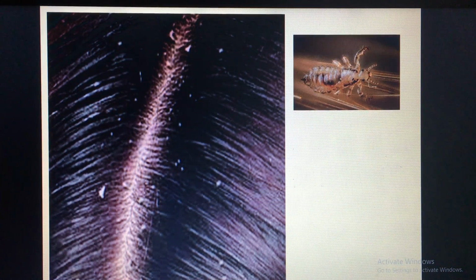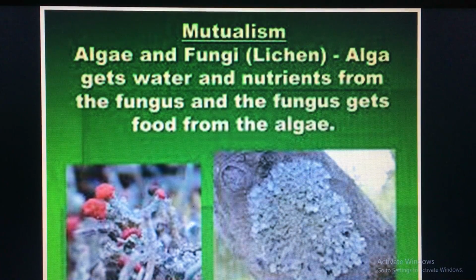Now comes the example of fungi. This is a very popular symbiotic relationship of fungi and algae. The next one is the type of relationship that could be seen within the organisms. As we said, there could be various types of relationships.